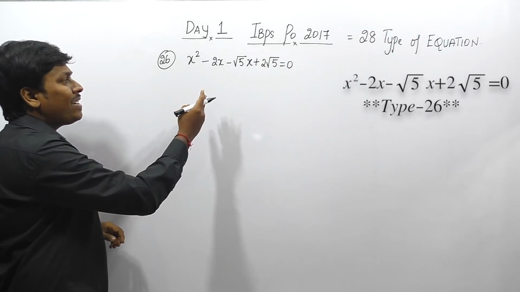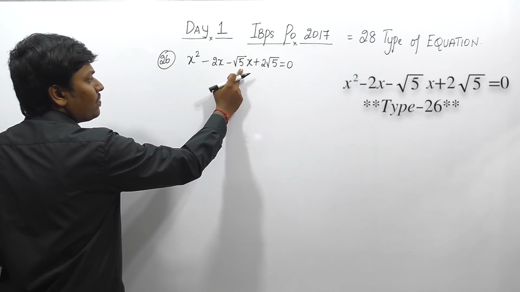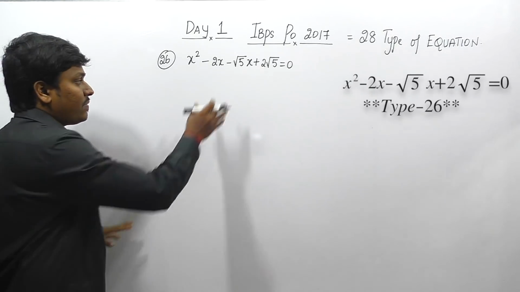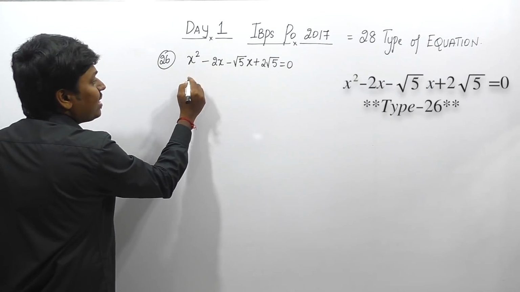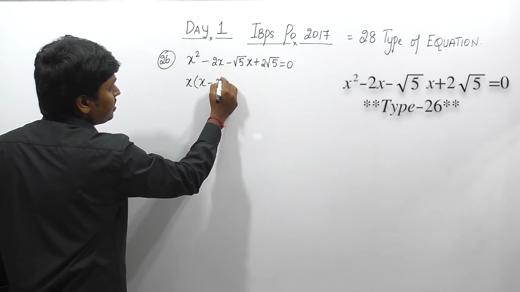But this type number 26 is something different, because x square 2x minus root 5x plus 2 root 5 equal to 0. So friends, totally there are 4 terms. If there are 4 terms, first of all concentrate on the first 2 terms. In the first 2 terms we can take x as common. When you take x as common, this becomes x minus 2.